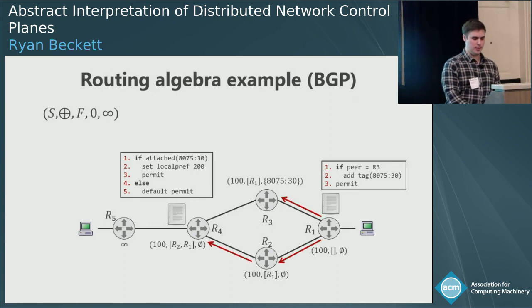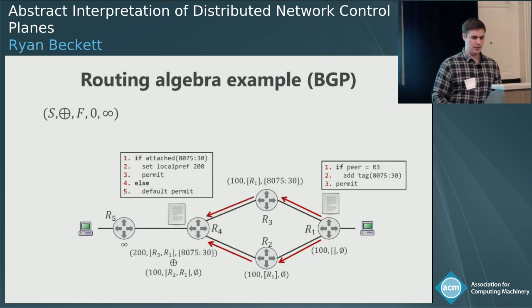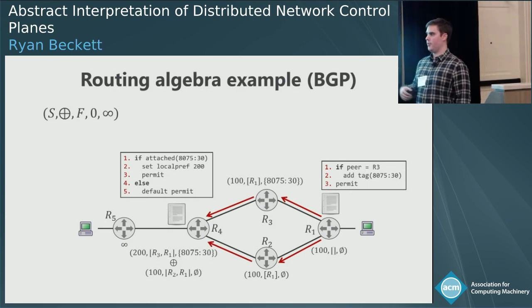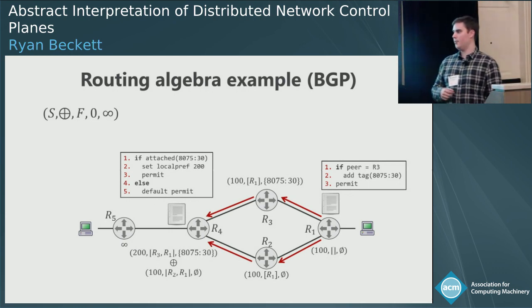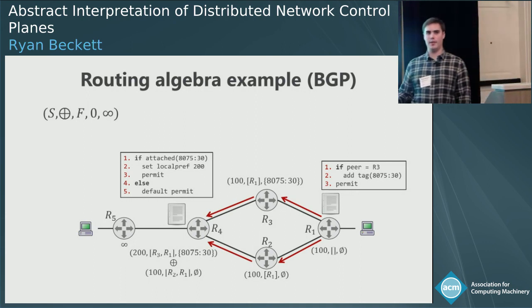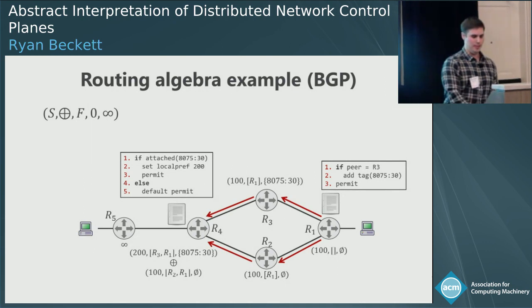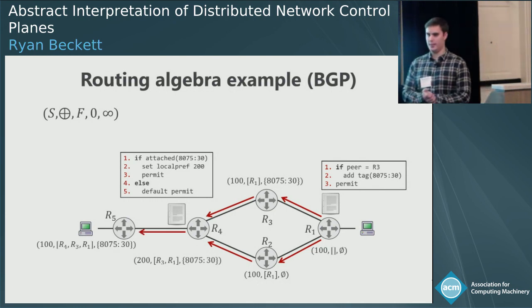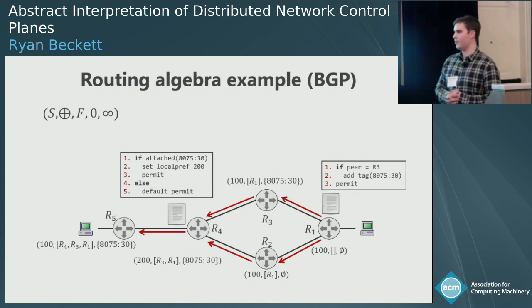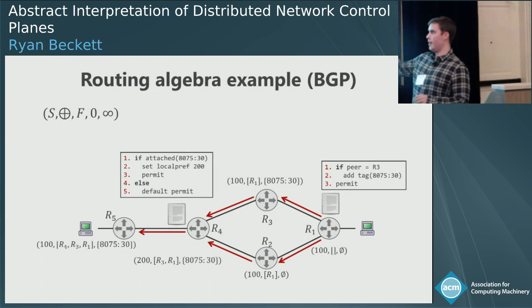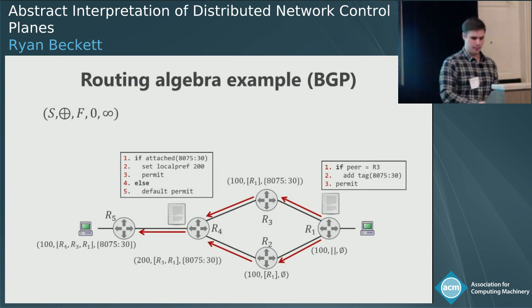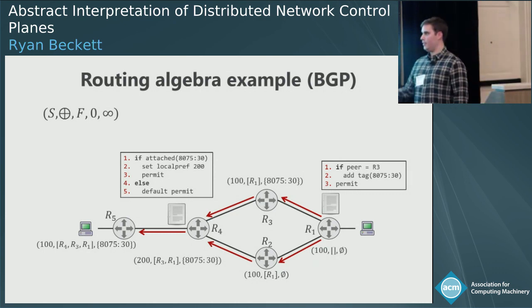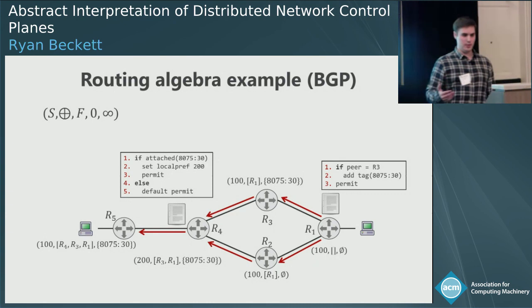And this would continue, so R4 would learn the route from R2, and then R3. And at this point, you would merge two non-trivial routes. And the way this would work in the BGP protocol is you prefer the route with the higher preference that you set manually. So it will learn this route, and it'll advertise to R5. And this will continue until basically there's no more messages left to propagate, and everyone is happy with their current route. And so at the end of the day, R5 has a route to R1, and it takes this top path through the network.